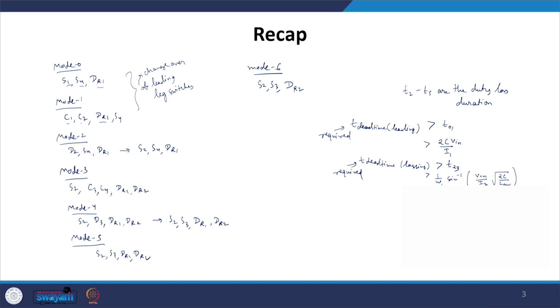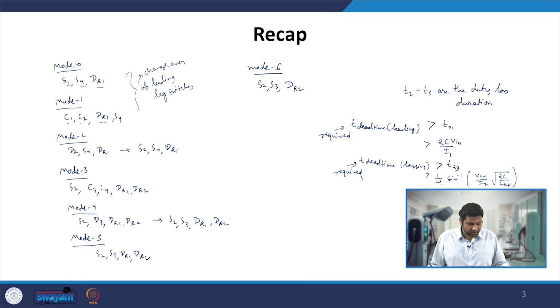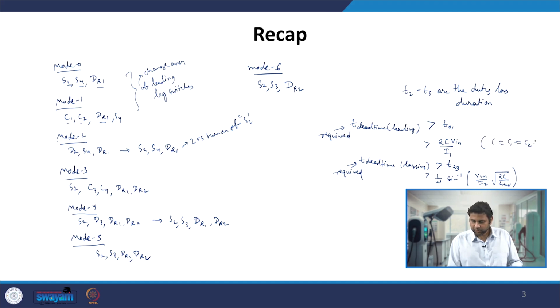After mode 2, since D2 conducts before the gate pulse of switch S2 is given, the S2 switch will achieve ZVS turn on. To do that we must provide sufficient dead time, and that dead time is 2 C V in by I1, where C is equal to C1, equal to C2.